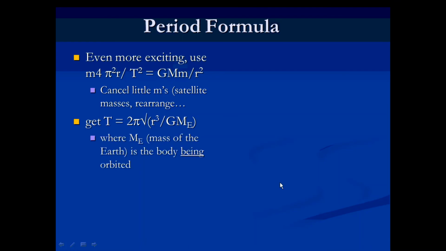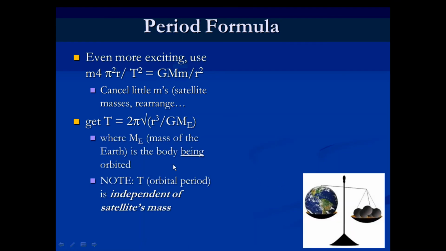Anyhow, notice that the object being orbited, that's the important mass. The satellite's mass does not matter. As long as the satellite's mass is small relative to the orbited object's mass, satellite's mass does not matter.